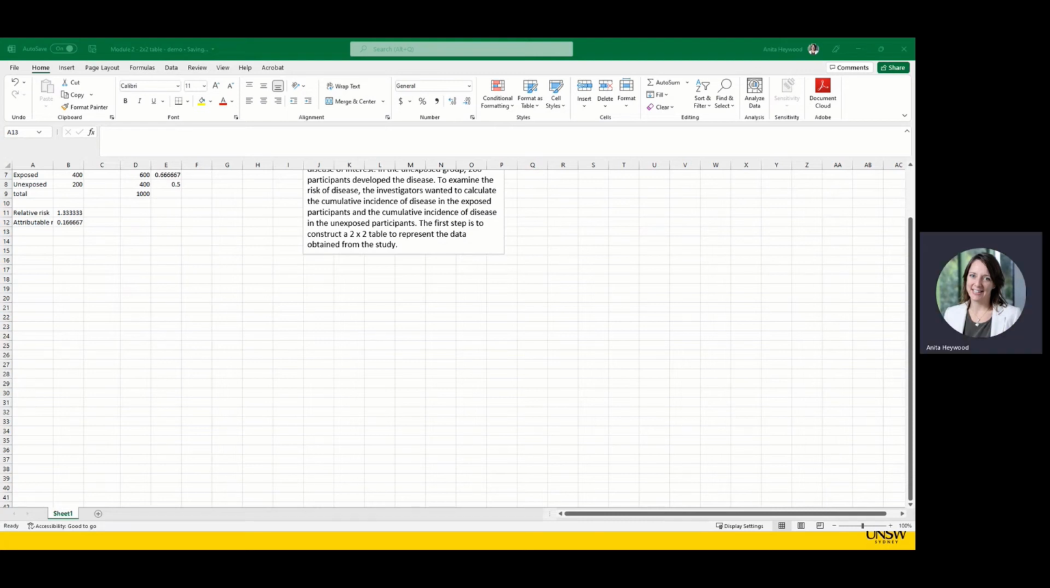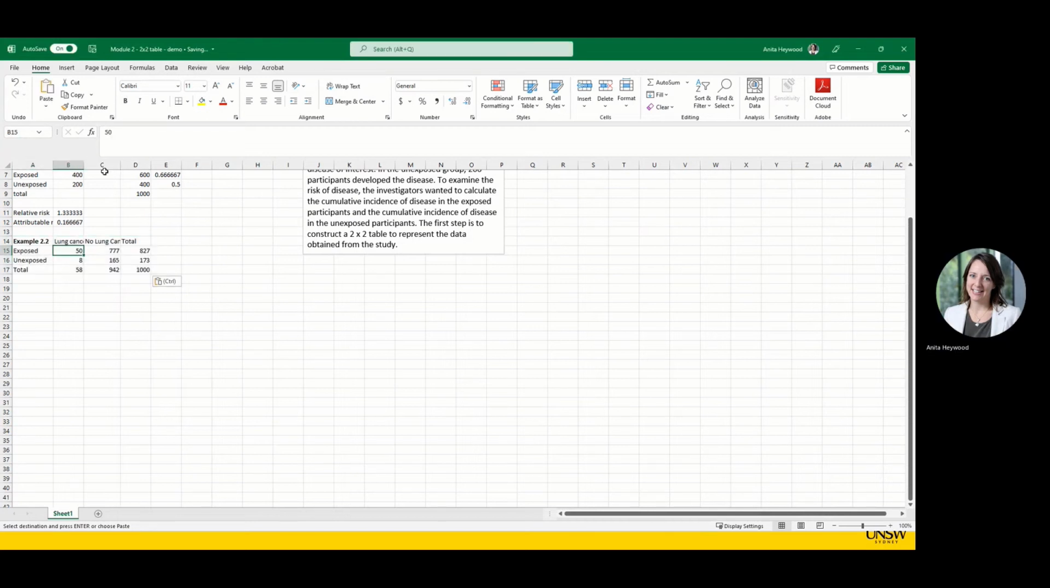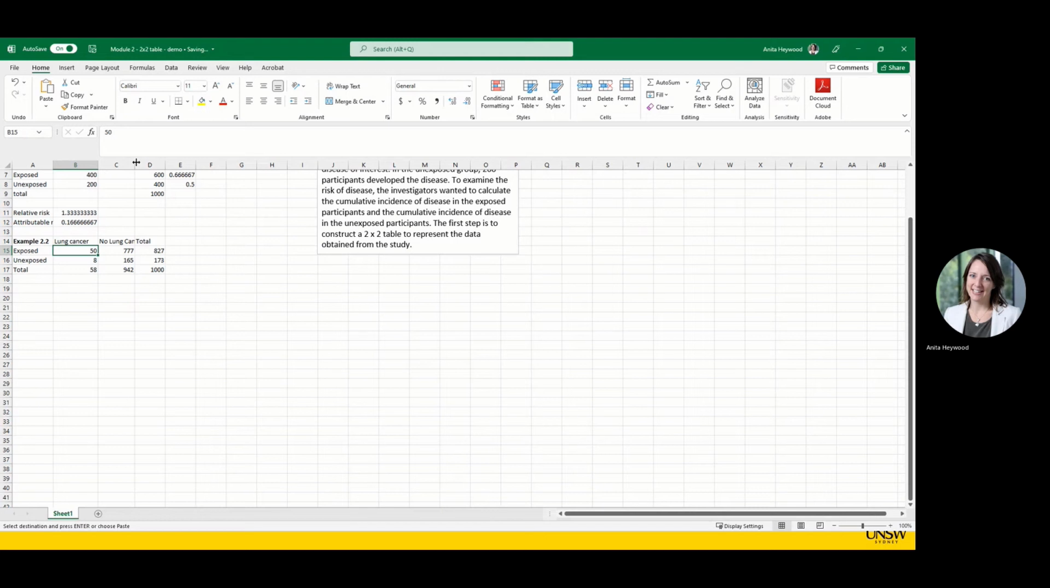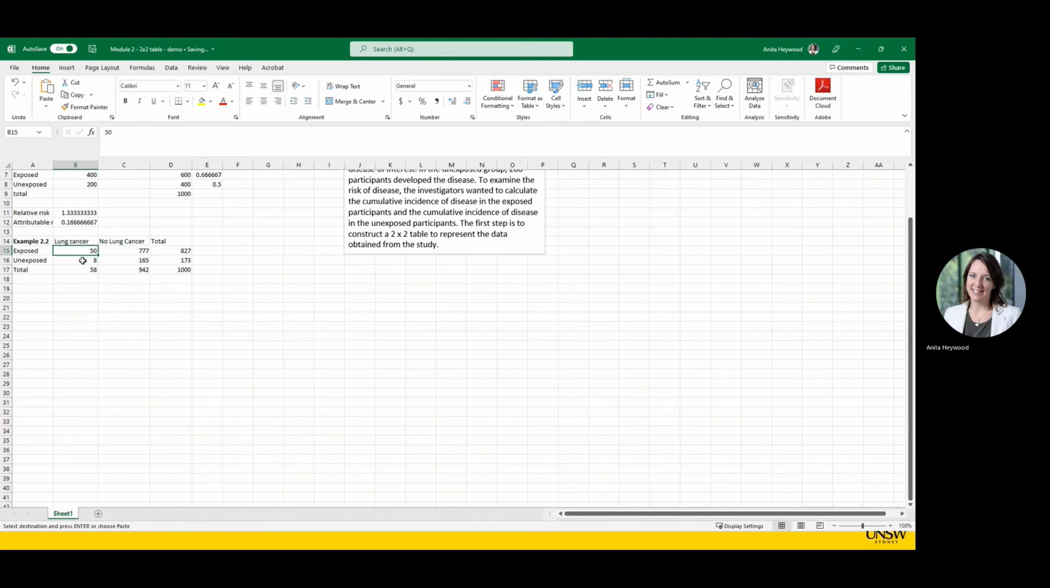Right, so let's go through that again. So in your example 2.2, you're given your 2x2 table. And so I'm just going to cut and paste this across. So this is given to you in the example 2.2 in a 2x2 table already. So if we wanted to calculate our relative risk, attributable risk, and then also our attributable risk percent from a table like this, I would first do our incidence. So you can make your calculations easy.